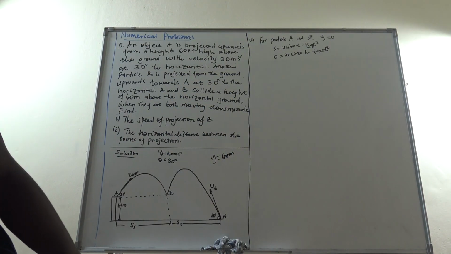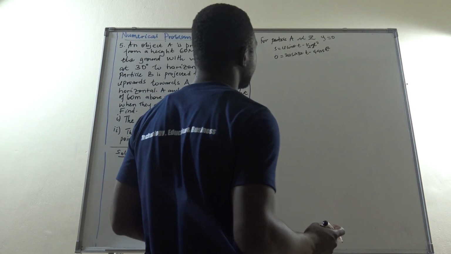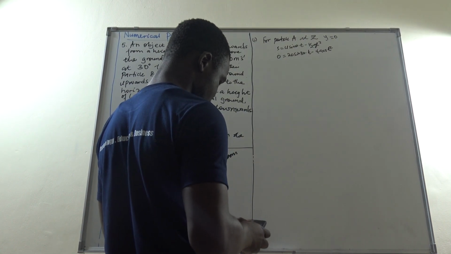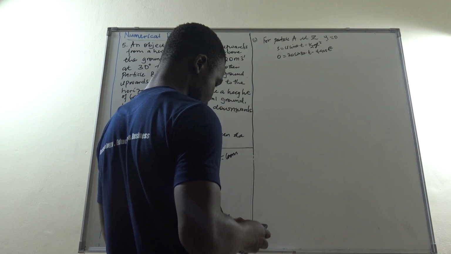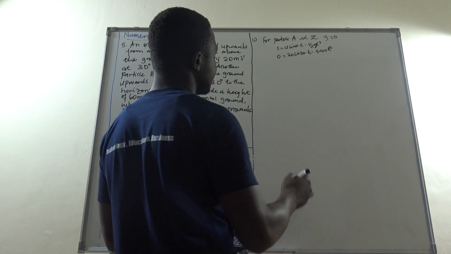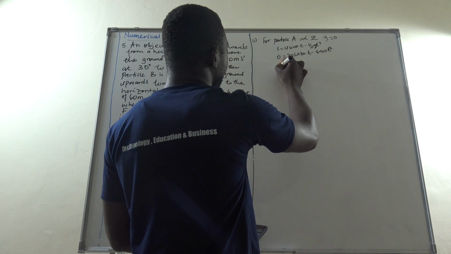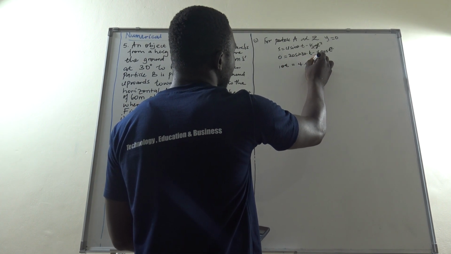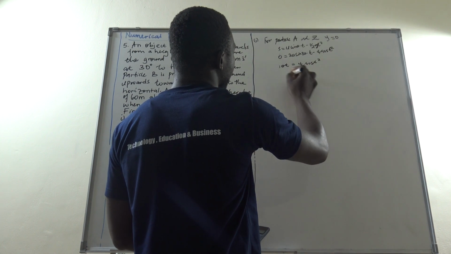Now, what does this show us? Let me first compute: 20 sin 30 is 10. So 10t = 4.95 t².